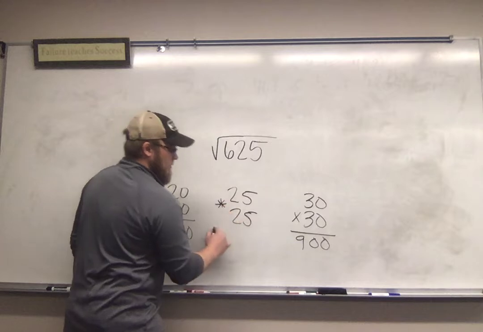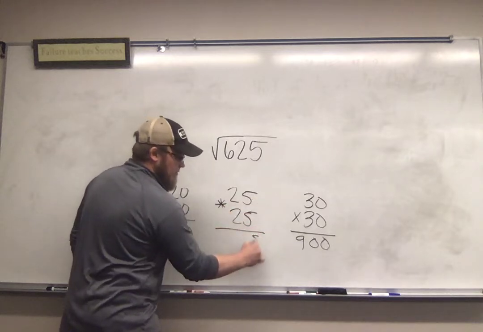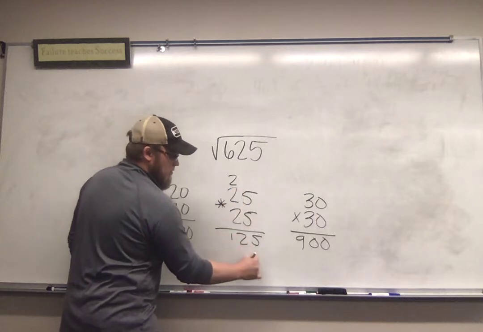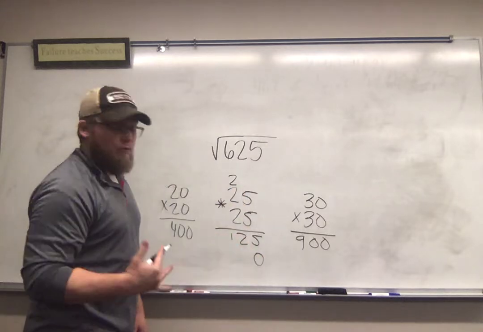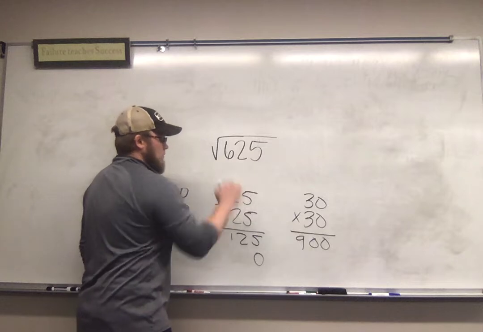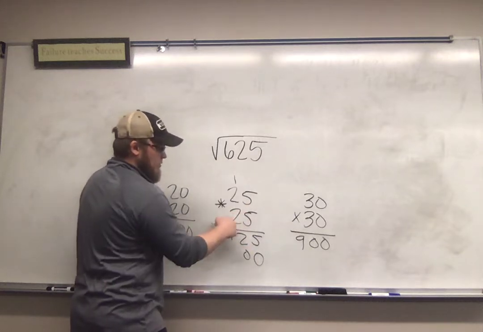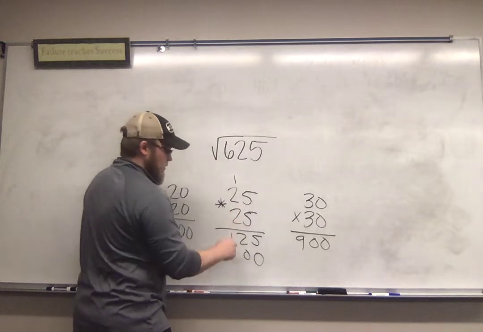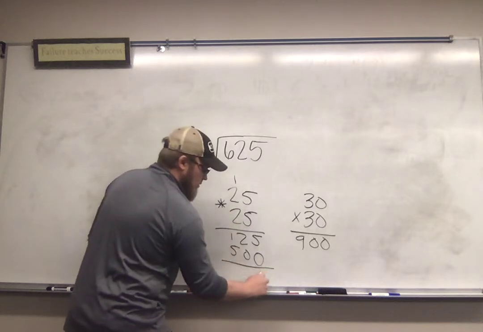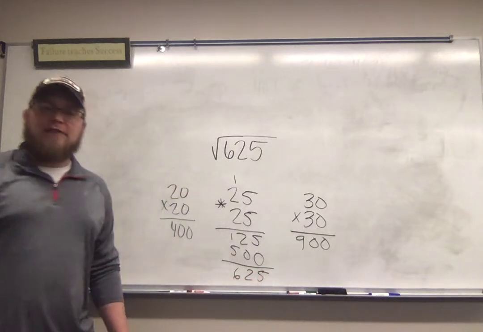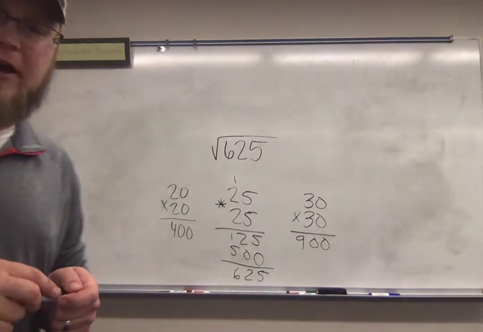Okay. 5 times 5. Put your 0 for your next row. 2 times 5 is 10. 2 times 2 is 4. Plus 1 is 5. And there we have it. There is our answer, 625.